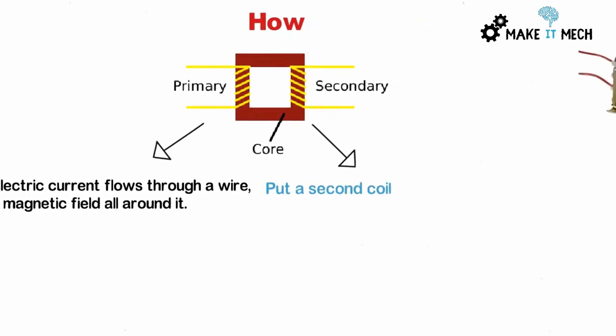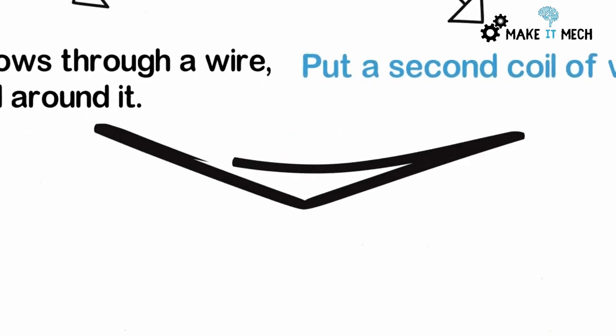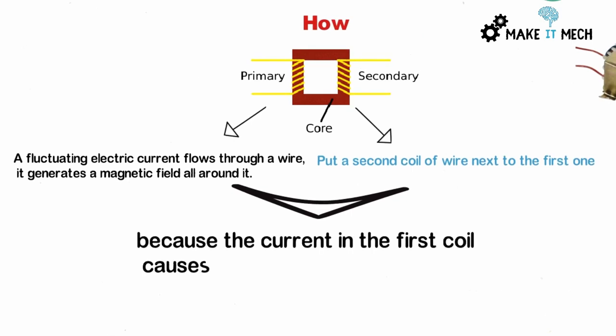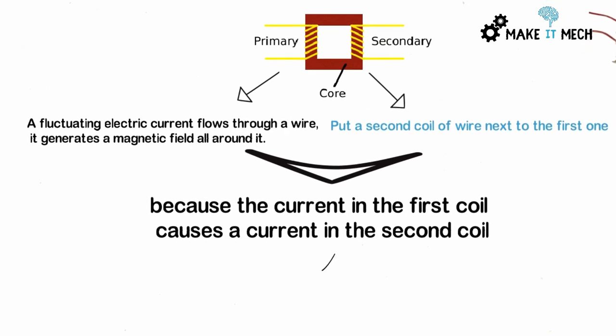When we put a second coil of wire next to the first one, the current in the first coil causes a current in the second coil. This phenomenon is called electromagnetic induction.